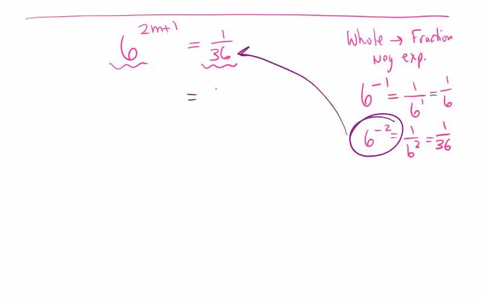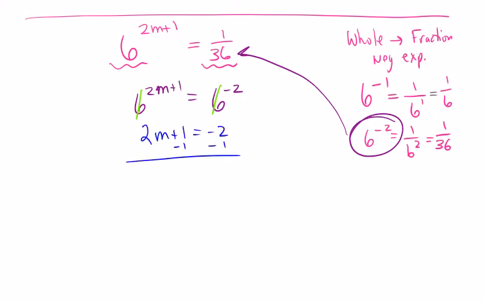Now in this case, there's no additional exponent up there, so we don't need to do anything else with that value. But what do we know in this case? Once we have our bases the same, then our exponents have to be equal to each other. So 2m plus 1 should equal negative 2. So we subtract the 1 and we get 2m equals negative 3. Divide by 2, and the m value is negative 3 over 2.